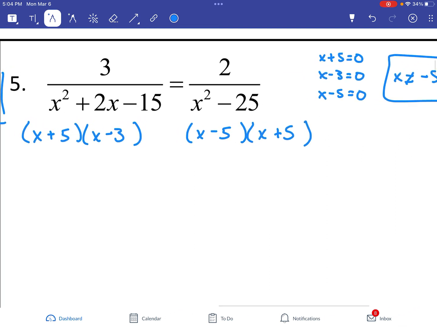Okay, so we've done our domain restrictions. Now we go on to solving the problem. Again, we have to figure out what's missing from our denominator. So the first denominator has x plus 5 and x minus 3. It is missing an x minus 5. We put it on the top and the bottom. The second denominator has x minus 5 and x plus 5. It is missing an x minus 3.